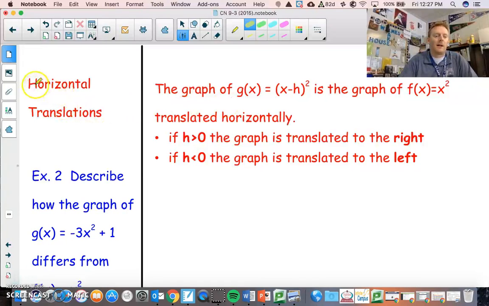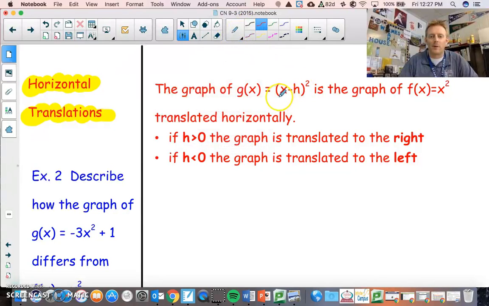The last thing that we need to talk about is horizontal translations, for our graph to shift from where it is right now to the right or to the left. So it's exactly what you would think, except we have it in the parentheses. The H value tells us if we're going to shift right or left and by how many spots. So if H is greater than 0, it shifts to the right. If it is less than 0, it shifts to the left.